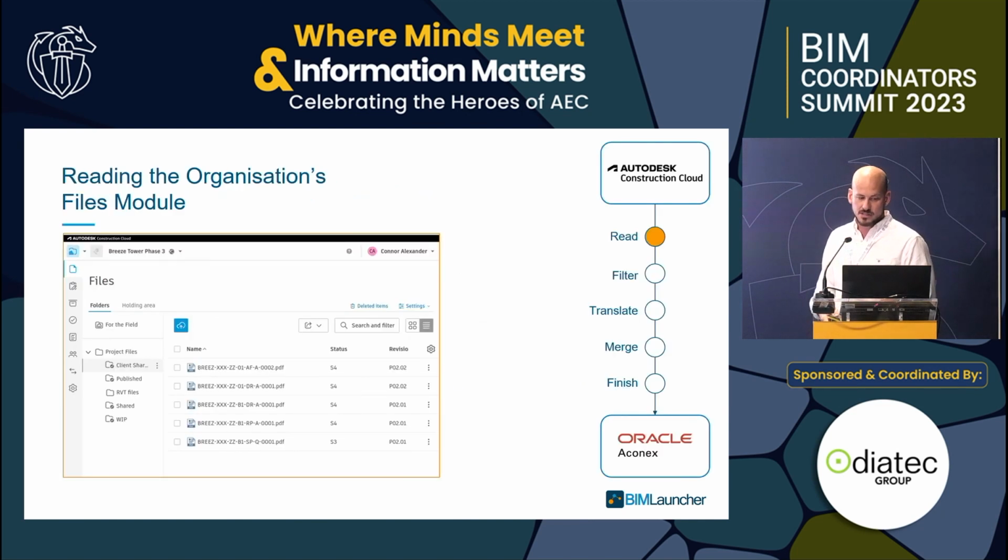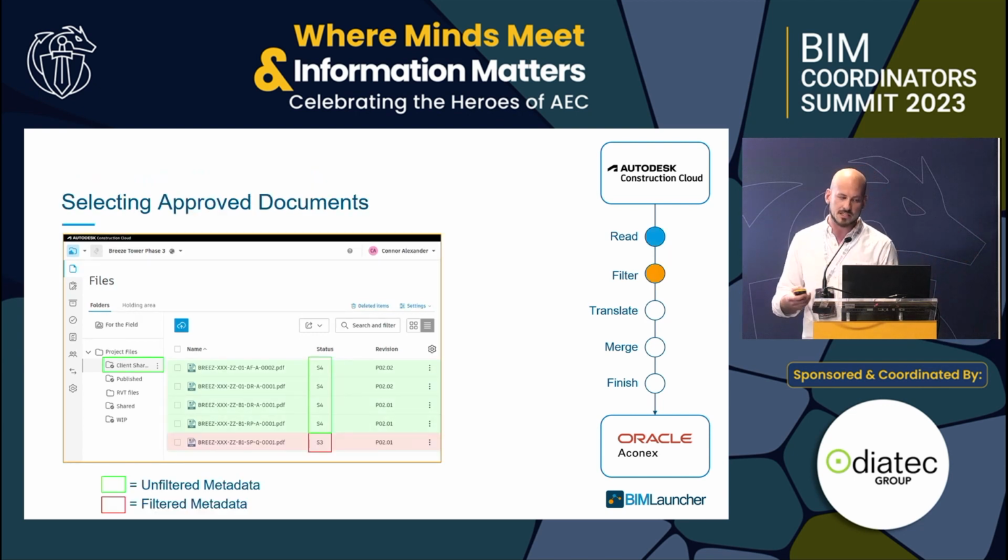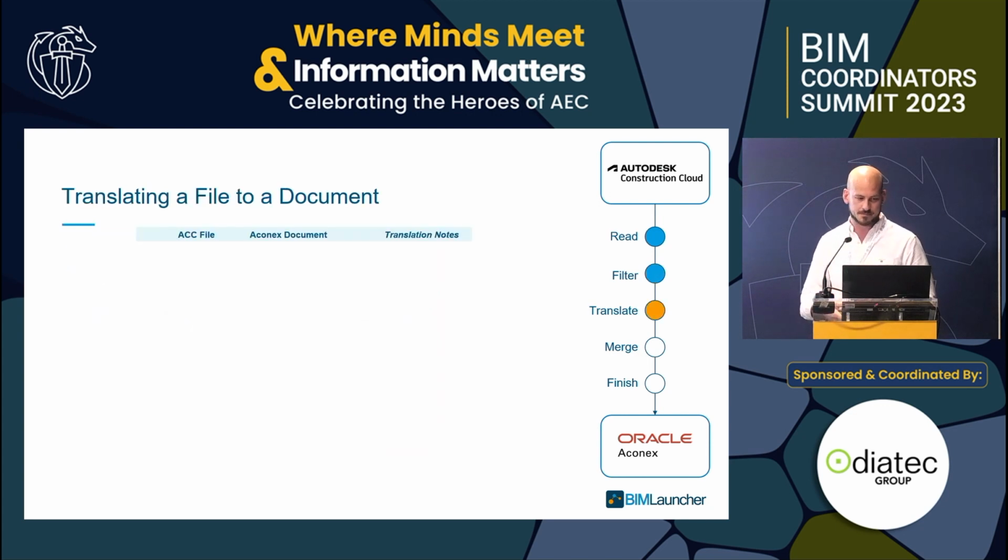First thing that we do is read the Autodesk Construction Cloud Documents module. In particular, we'd be reading from the client shared folder. We'd be filtering documents based on their metadata. Here, highlighted in green, you can see the files that are compliant with our filter. We only want to transfer documents with an S4 status. You can see a document in here with the S3 status. BIMLauncher doesn't pick that up.